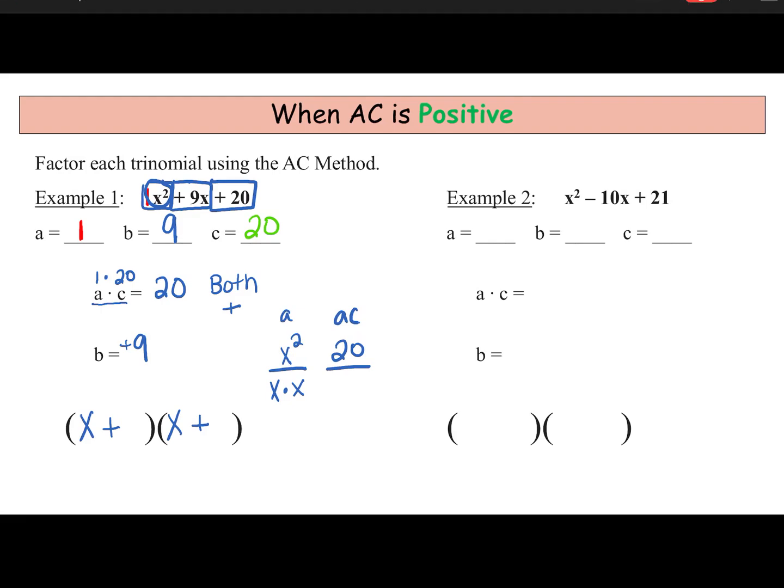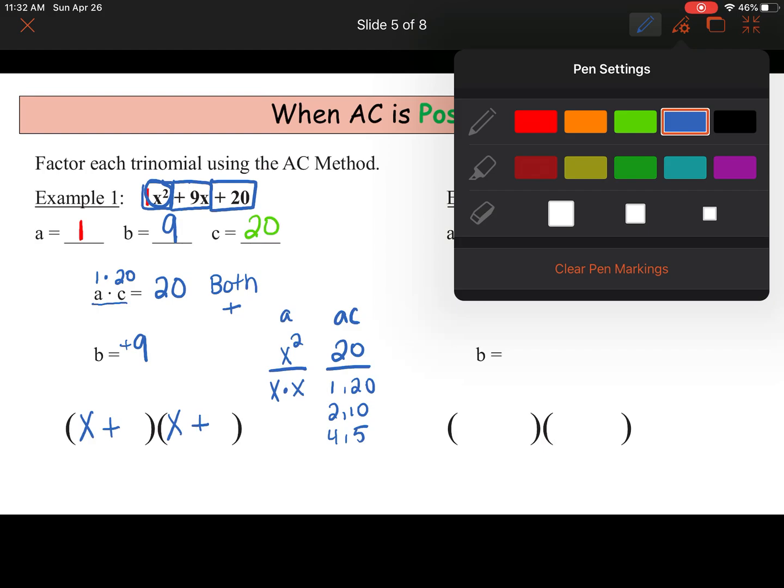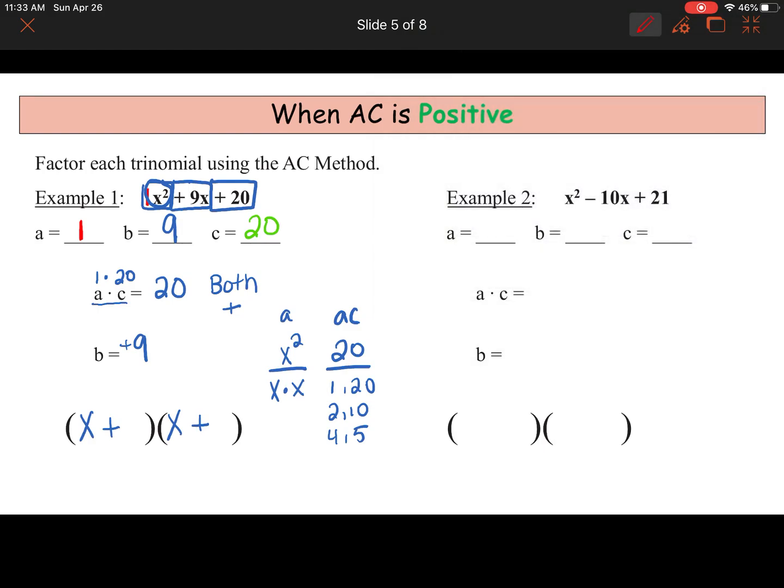So I'm going to go back to my work. I have 1 times 20, 2 times 10, 4 times 5, and that was it. Now the tricky part. I need to select a pair of numbers that are going to give me 9, your b, when I add them.